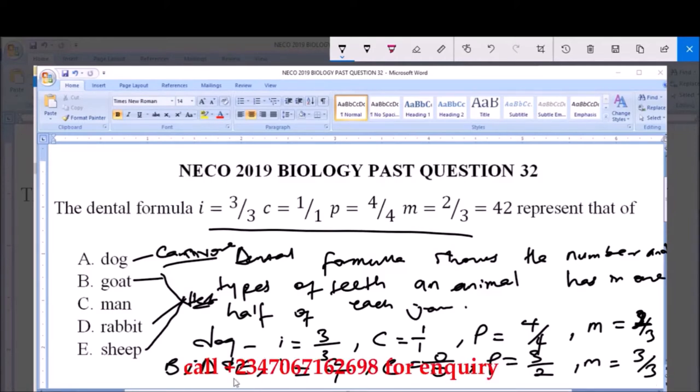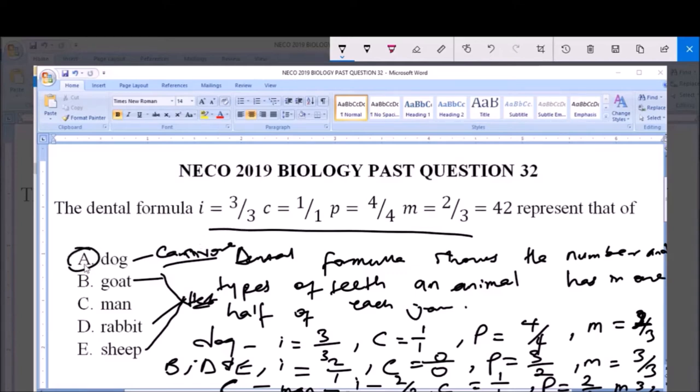Then option C, which is man, is given as I, which is the incisor, 2 over 2, C, canine, 1 over 1, P, premolar, 2 over 2, and M, molar, 3 over 3. Now, from this, you will see that the animal with this dental formula is actually what?